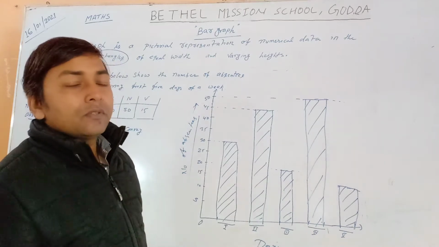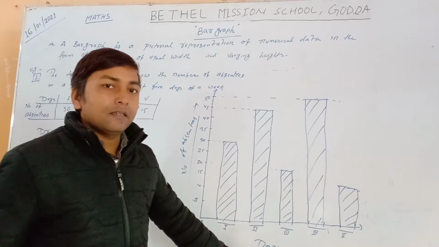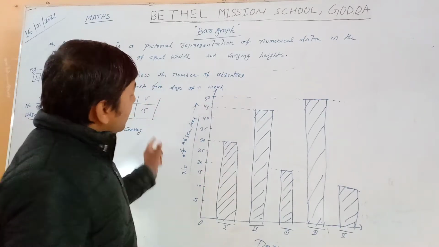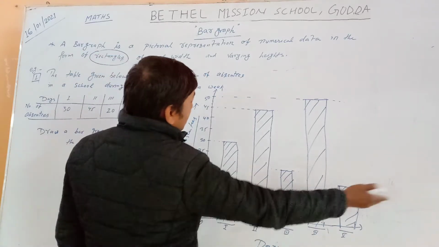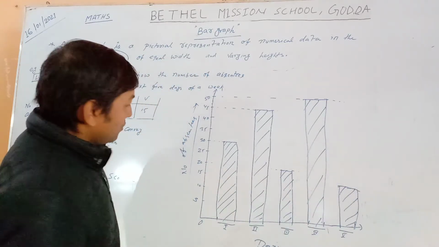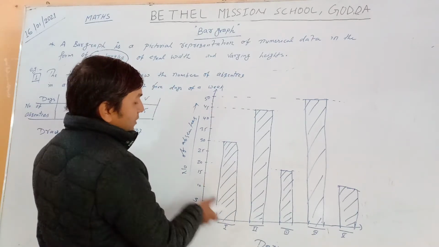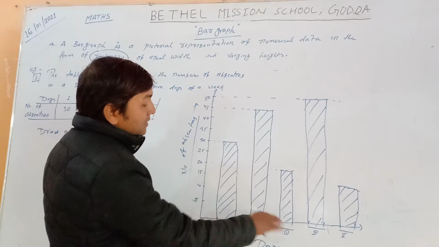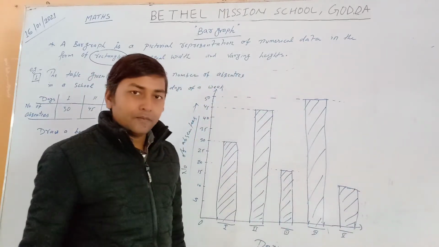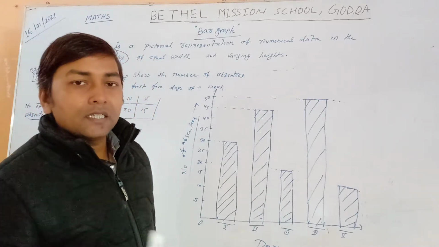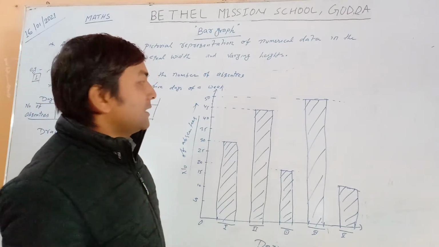And suppose you have a question: why not take the number of absentees on this side and the days on this side? If you take it this side, then the boxes will be horizontal also. So the box which is vertical in shape, if you change the side, it will be horizontal. Okay, there is no difference if you take either side, but this is a little better.